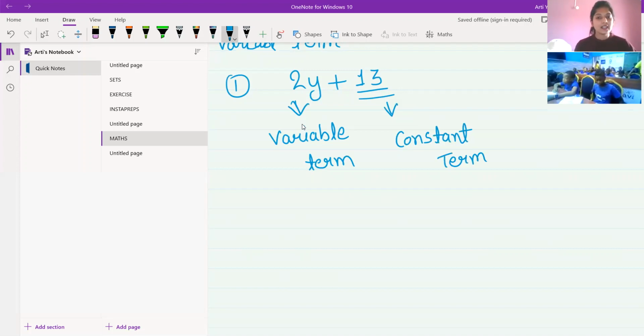Now let me explain one more thing. If there is y square, what is written? y square. What is the meaning of it? It means y into y. y is a variable, right? It is a variable term, right? It is an expression also. If you want to say it is a variable term, firstly it is an algebraic expression.